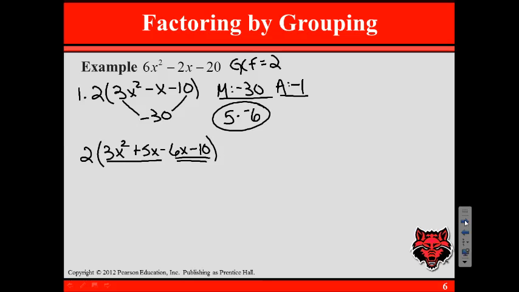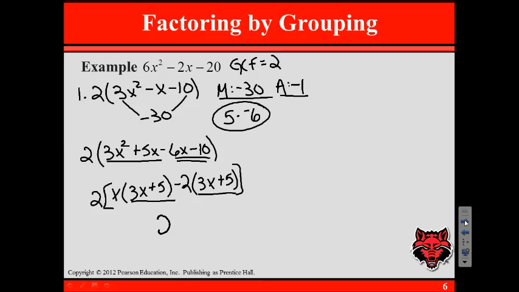We now have a first group and a second group. So we bring down our tag-along GCF. The first group has an x in common, so we factor out the x. The second group, negative 6x and negative 10, share a common factor of negative 2. And now we see that each term has a factor of 3x plus 5. So we bring down the first GCF, factor out 3x plus 5, and each term becomes x minus 2.